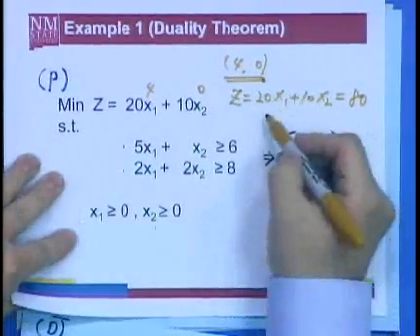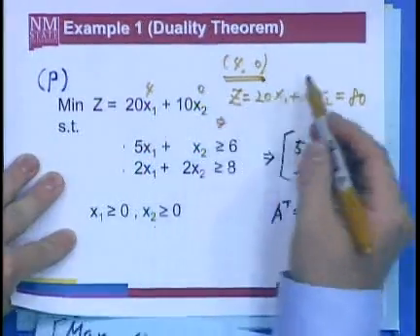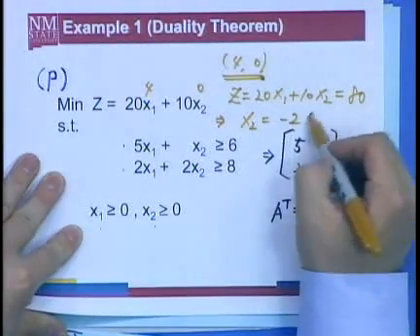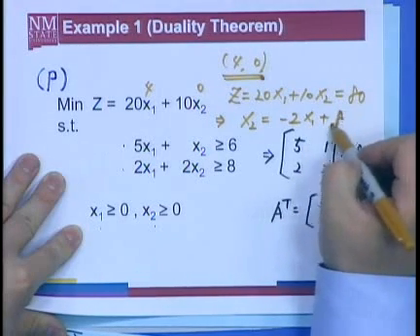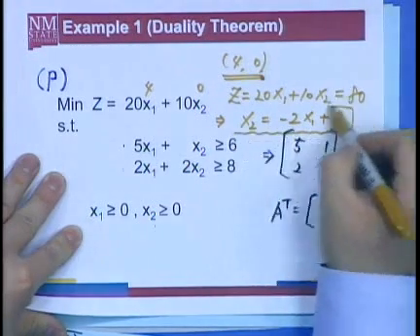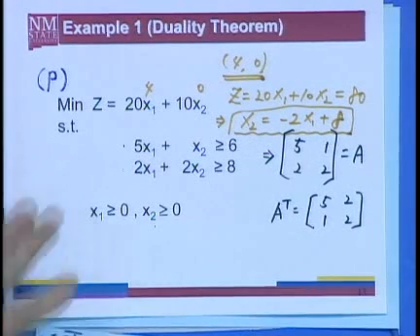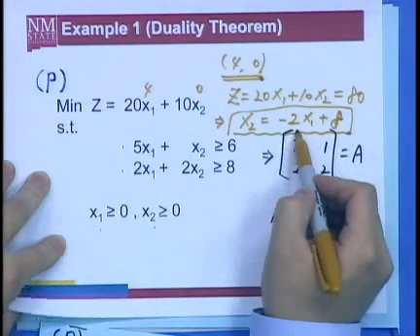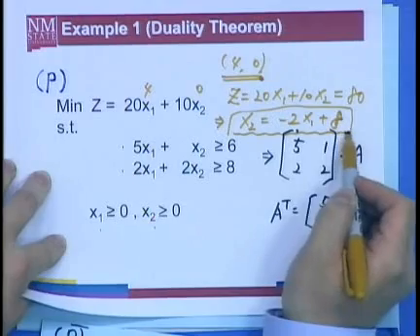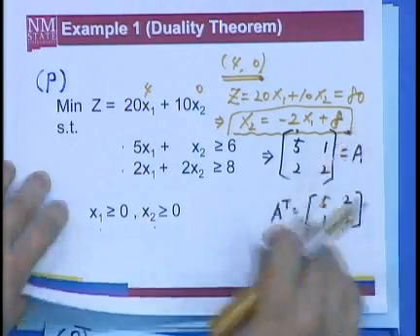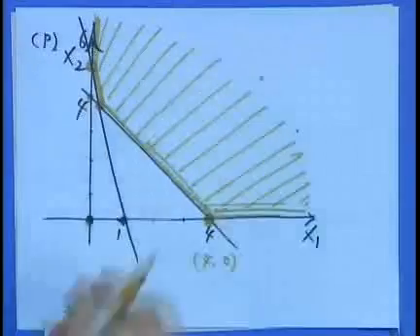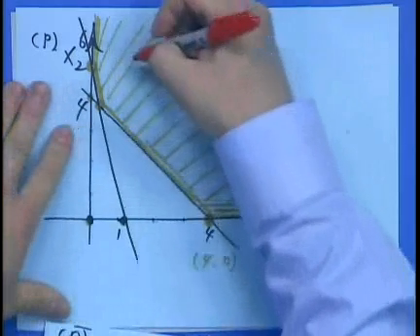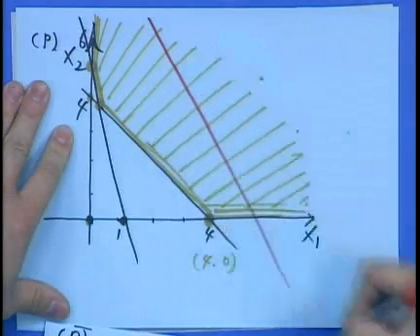So we're writing this as x2 equals negative 2x1 plus 8, right? This is the isovalue line, okay? Which means this line has a slope of negative 2 and the x2 intercept of 8, right? So the isovalue line would be something like this, okay?